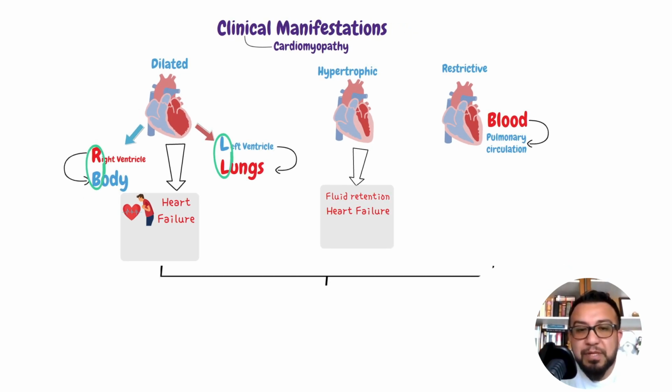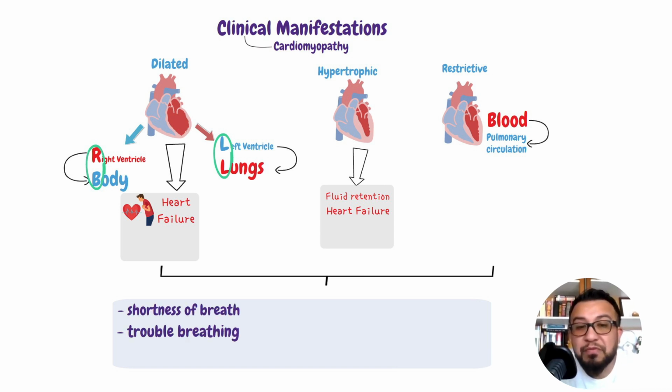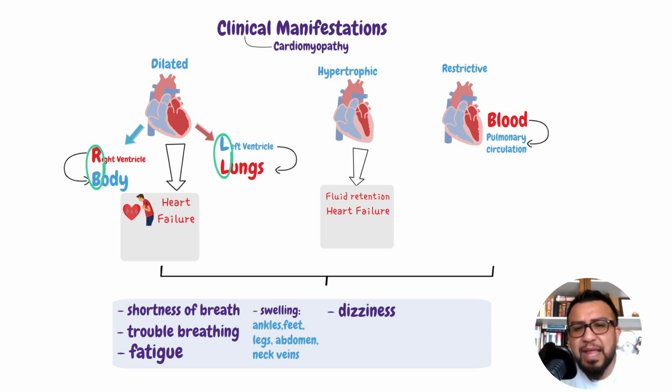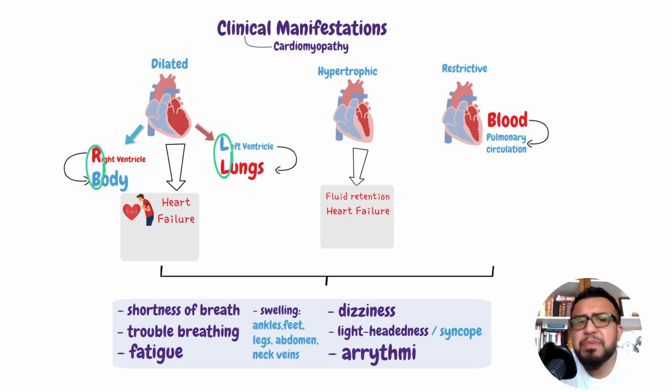When the patient develops these types of conditions, they'll manifest shortness of breath and trouble breathing, especially with physical exertion. They'll have fatigue and swelling in the ankles, feet, legs, abdomen, and veins in the neck, so very similar to heart failure. The patient may also develop dizziness, lightheadedness, or fainting spells, or syncope, during physical activity, and this is caused by the reduced cardiac output. Arrhythmias, or irregular heartbeats, may also be experienced, and they can occur in many instances with cardiomyopathy.